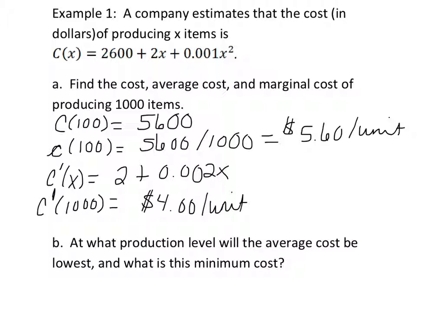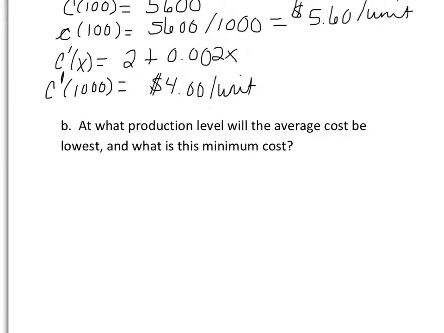So our marginal cost is actually less than the average cost. And if you think about what that would tell us, we've talked about how our marginal cost predicts the next item. So that predicts the cost of the 1,001st item. This is about what it would cost, but we're saying it's about $5.60 per unit. So obviously we have not maximized this process yet. We're not quite there. They're not close enough. So we're going to see at what production level the average cost will be lowest and what the minimum cost would be.